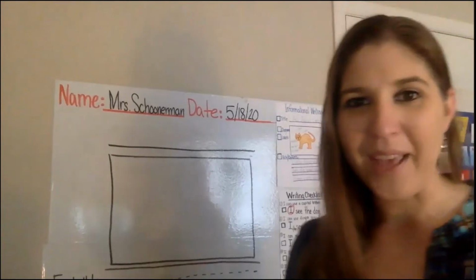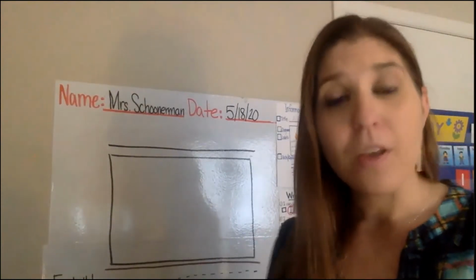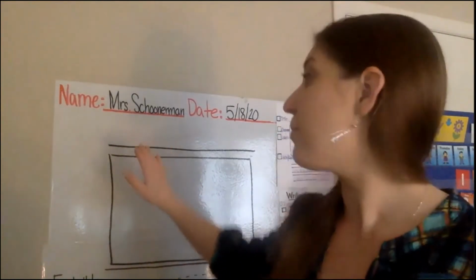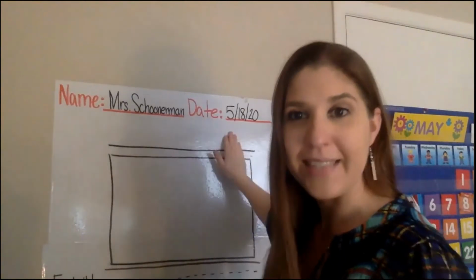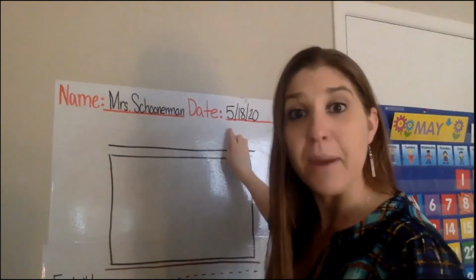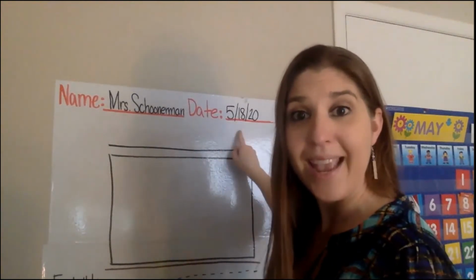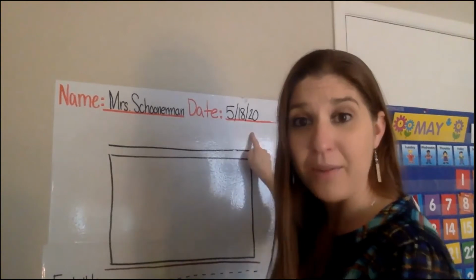Wow, there's a lot of different body parts that we can add to our diagram, to our informational writing piece today. So if you don't already, go get your pencil and go get a piece of paper, and we are about to begin. Okay, on your paper, the first thing you want to do is write your name and today's date. Today's date is Monday, May 18th, 2020.